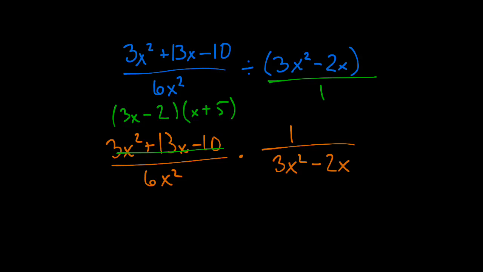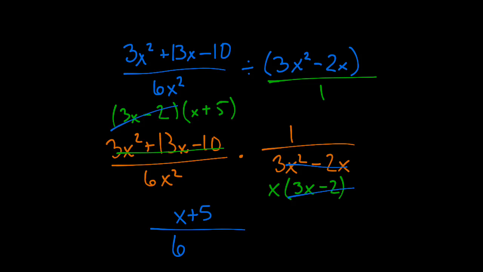3x squared minus 2x, all we can do is pull out an x. So we would have x times 3x minus 2. 3x minus 2's factored. And it looks like that might be it. So on the top we would have x plus 5. And on the bottom we have 6x squared times the x on the other side, so 6x cubed.